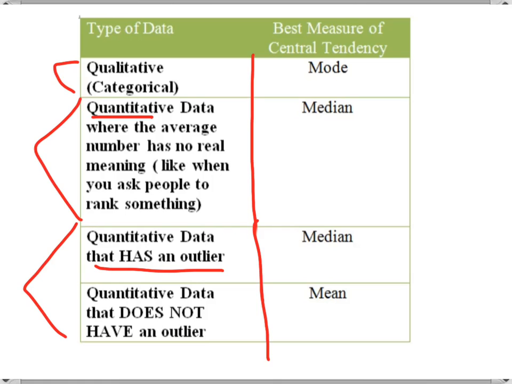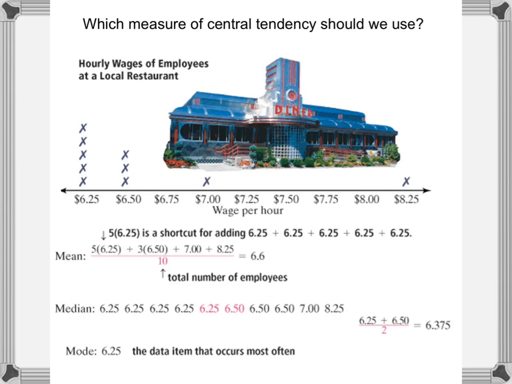So if you have an outlier, you don't want to use a mean. You want to use a median as a better measure of central tendency. But if you have data that's acting nicely, it doesn't have an outlier, then the mean is the best measure of central tendency. Okay, so let's give an example. We have an example of hourly wages of employees at a local restaurant. This is called a dot plot, even though there are X's there, it's still called a dot plot. The wages per hour go in numerical order, so it looks like a number line, and the X's are the number of employees receiving that wage per hour.